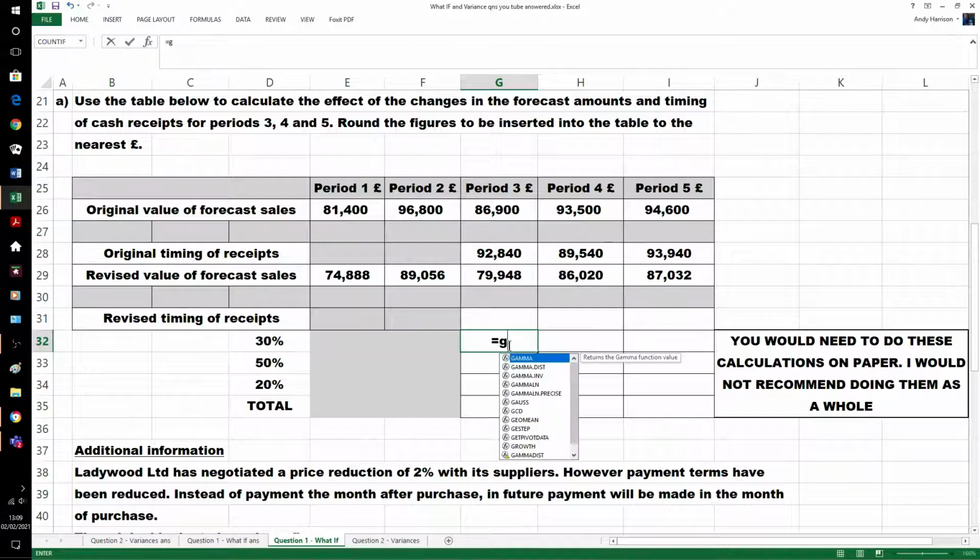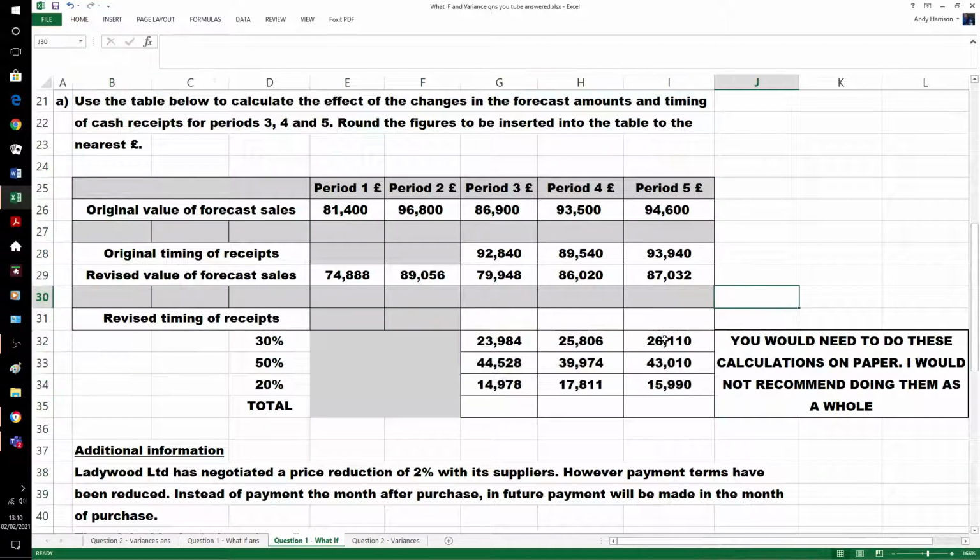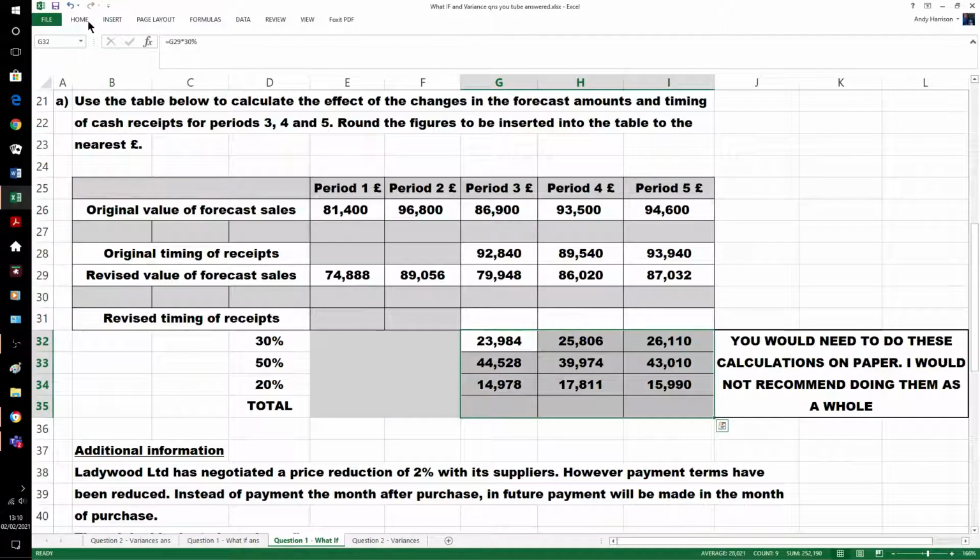So 29 times 30%. The 50% relates to the previous month. And then it's 20% of the month before that. So that's E. Which is why we've been given period 1 and period 2's sales. And of course I can copy those across, and then I can nice and simply total them.